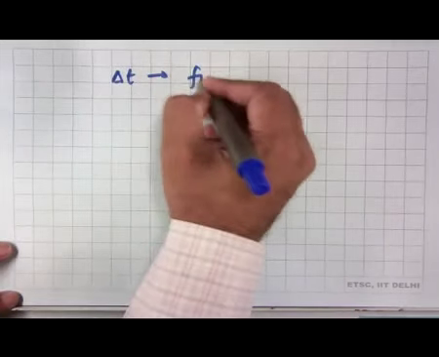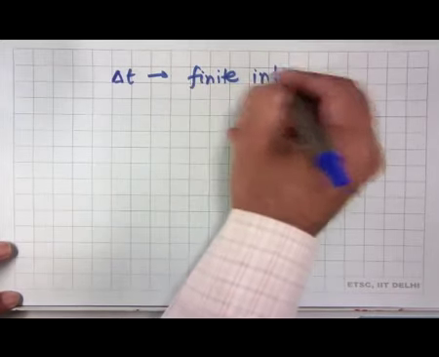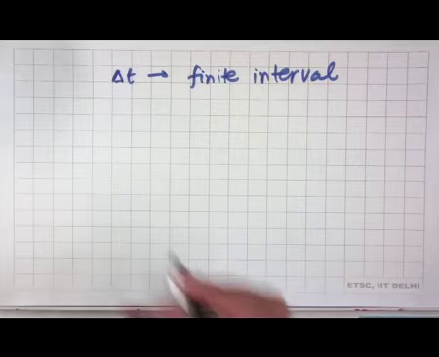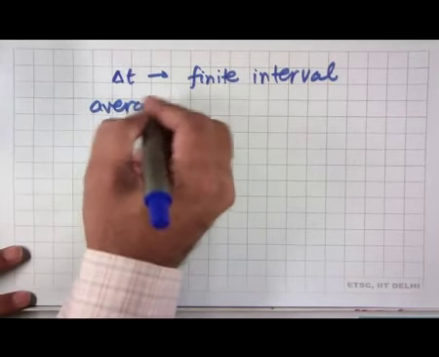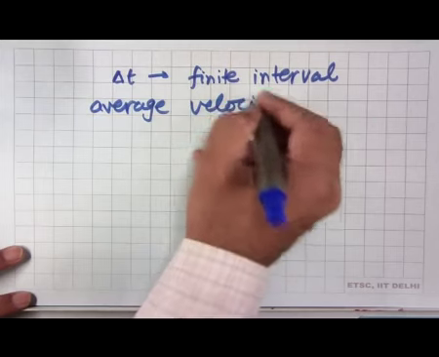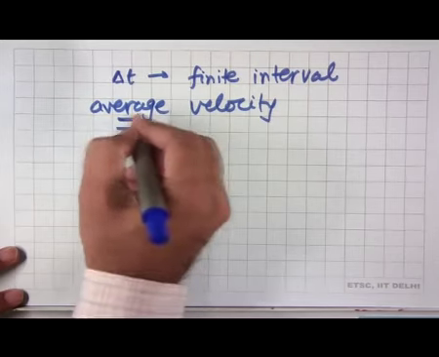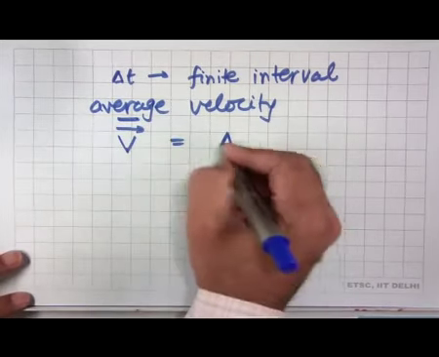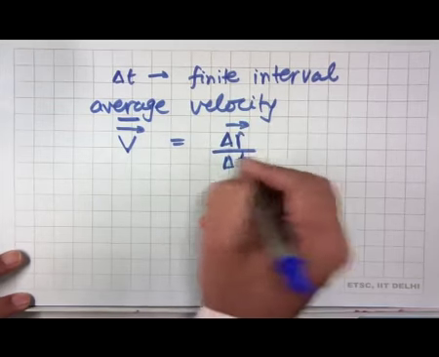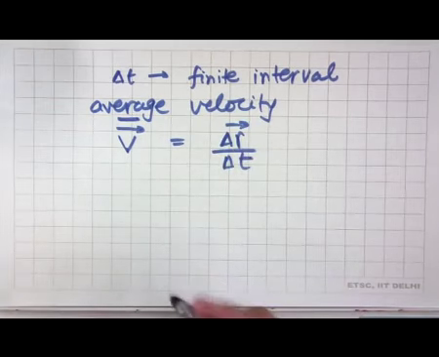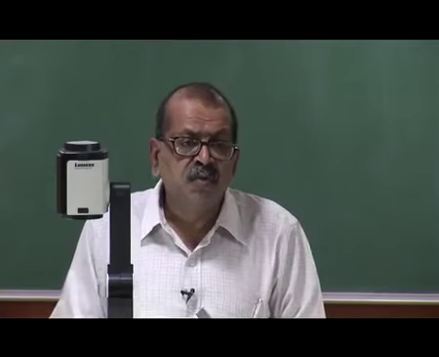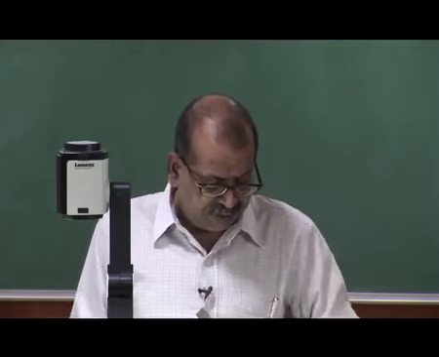Now, here we have defined this for an instantaneous case. In case delta t is a finite interval, that means it is not very small, then we talk of average velocities, and the average velocity in that case we will denote with an average sign, and this will be equal to delta r by delta t. And in this case, when we talk of average velocity, the limit delta t going to 0 will not be there. This can be defined for any delta t.